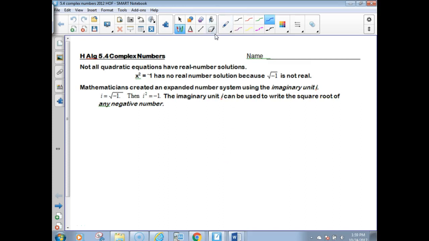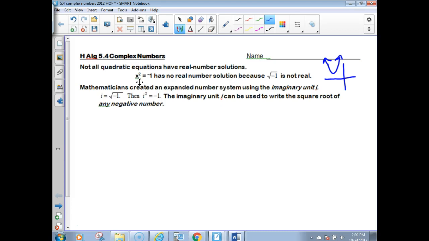Okay, today we're going to talk about complex numbers. Not all quadratic equations have real number solutions. Remember these? Sometimes we got a parabola that did something like that, and then we wrote there was no solution. Well, we're not going to write no solution anymore. We're going to find a solution, and it's going to be a non-real solution.